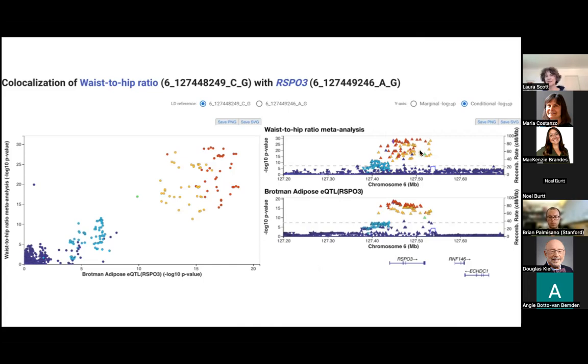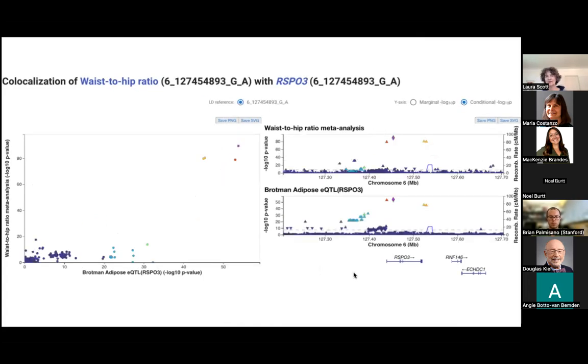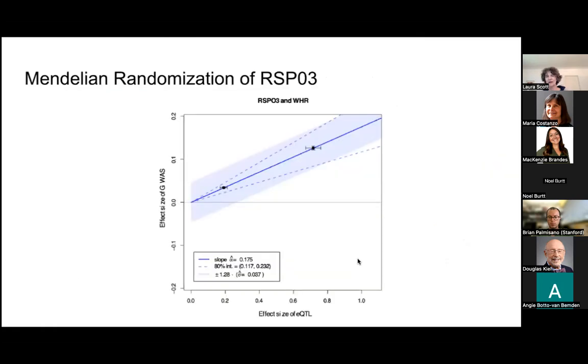So this is one signal. And if I go forward, this is the other signal in this locus, so much sparser. Basically there's been conditional analysis to separate it out. So this locus has two different signals. They both look like they're pretty well colocalized, and so we would provide Mendelian randomization.